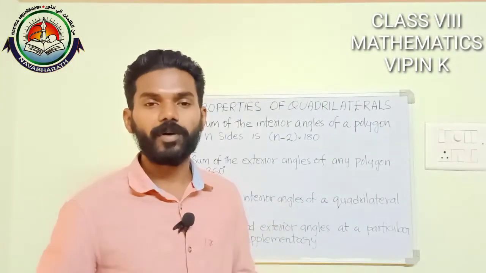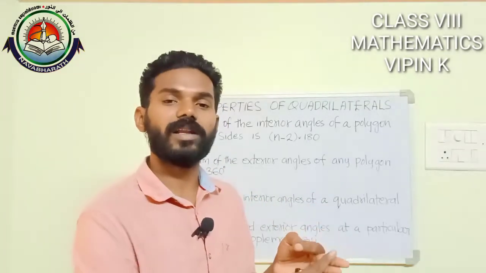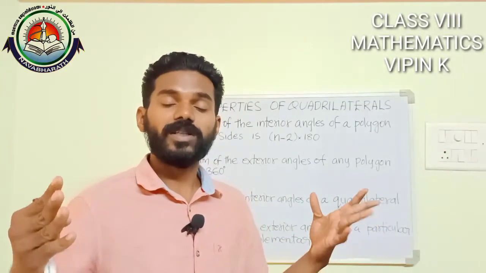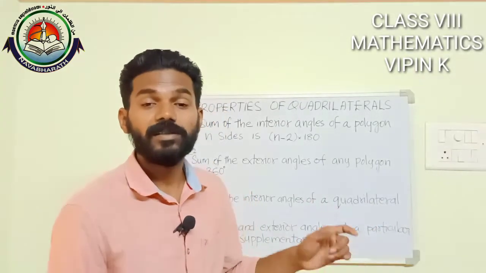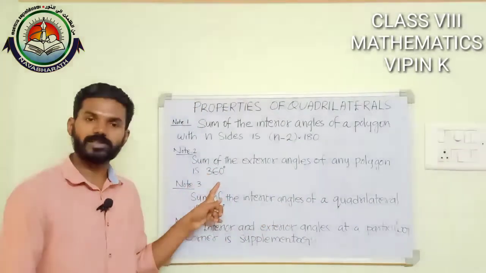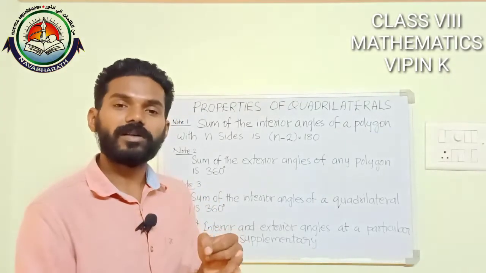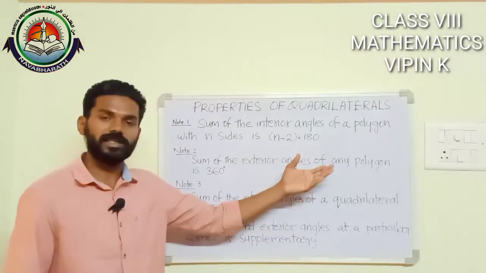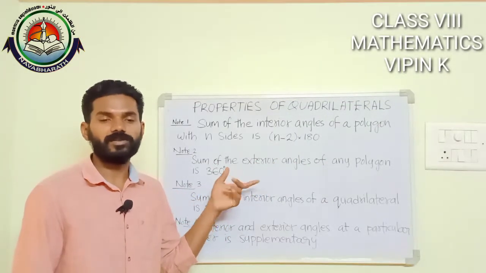Whatever the polygon may be, whether it is a triangle, a rectangle, a quadrilateral, a pentagon, hexagon, heptagon, or anything, a polygon with any number of sides can be chosen, and the sum of its exterior angles would always be 360. For a triangle, the sum of exterior angles is 360. For a quadrilateral or a pentagon or any polygon, the sum of the exterior angles would always be 360. Clear? This is an important note.